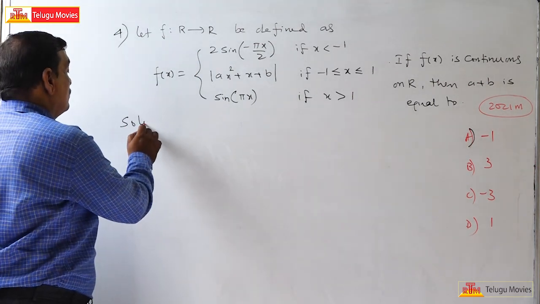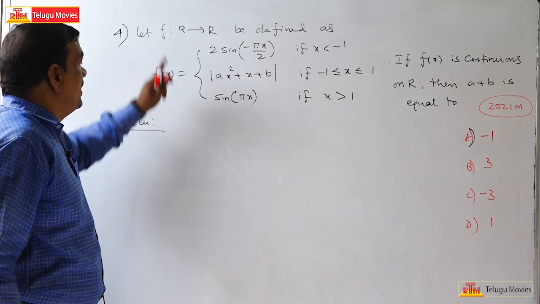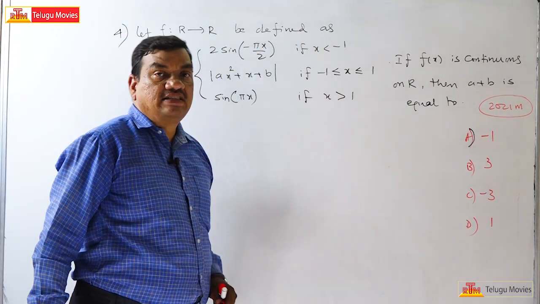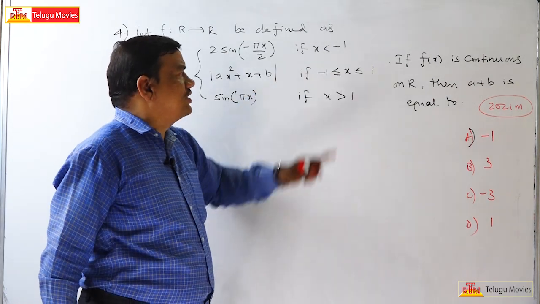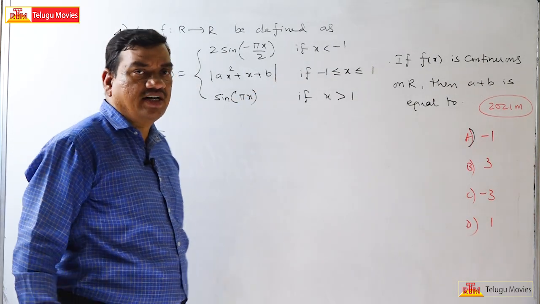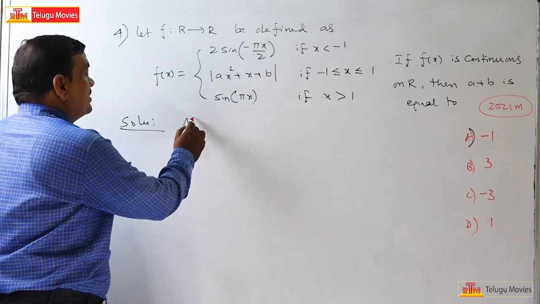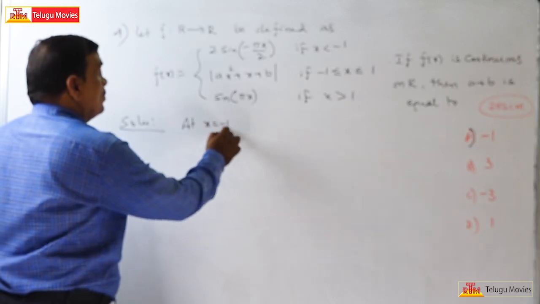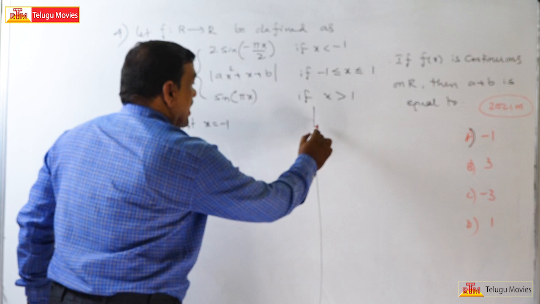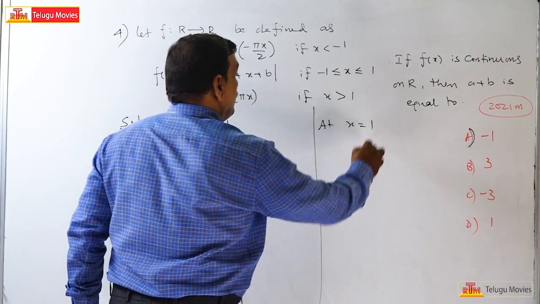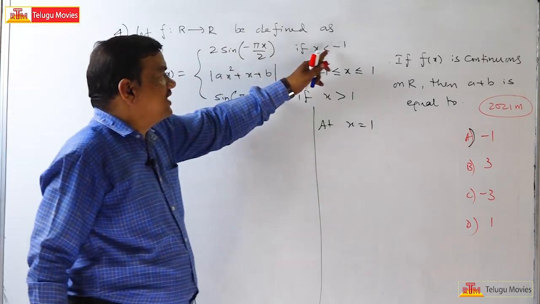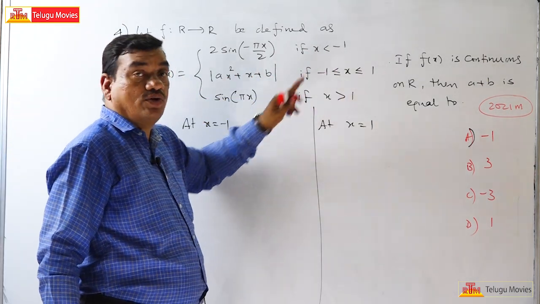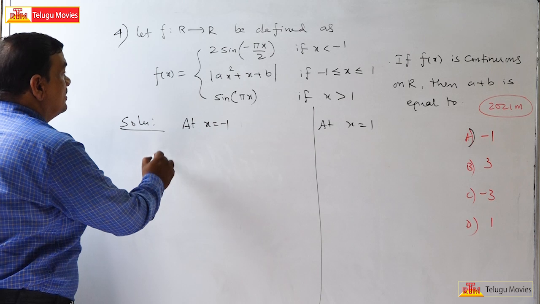Solution. Okay, f from R to R is defined as like this. It is continuous on R, which means it is continuous at x is equal to minus 1 and it is continuous at x is equal to 1. So let us first take x is equal to minus 1, and then x is equal to 1. Left hand side limit and right hand side limit. See here, x less than minus 1, x greater than or equal to minus 1. Okay, now what does that mean?